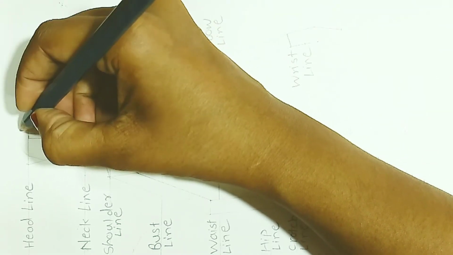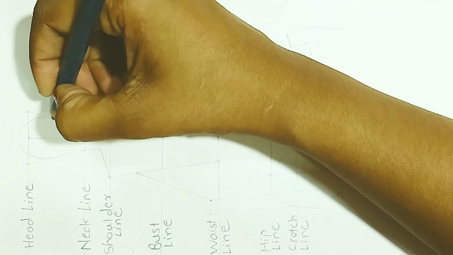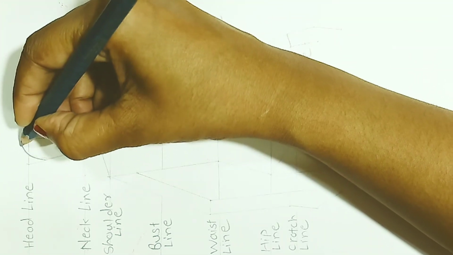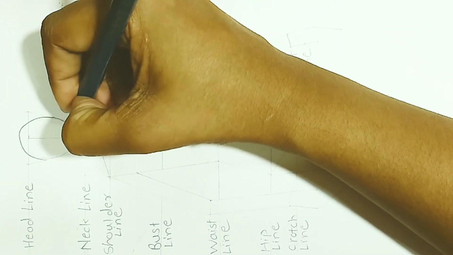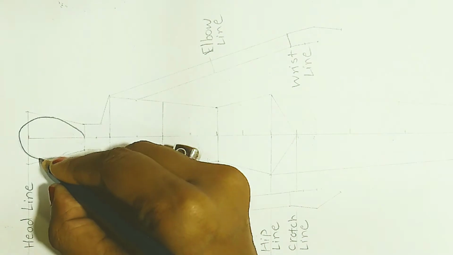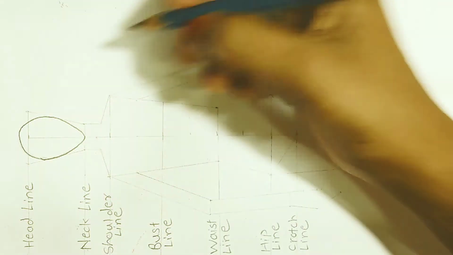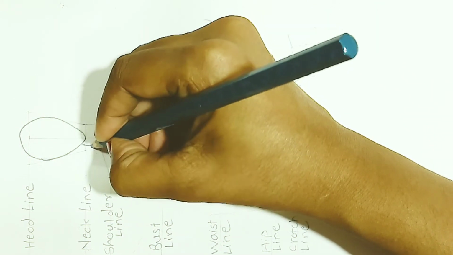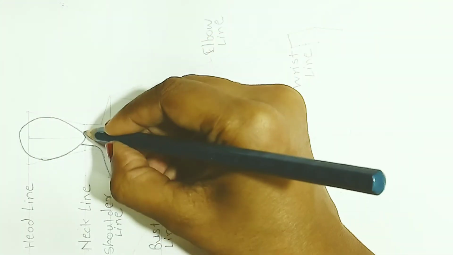Firstly, I started with the head. In fashion design, the head must be drawn in an oval shape. Oval shape means egg-like shape. Then I draw the neck to the shoulder with a slightly curved shape, and also draw the collarbones with a straight line.